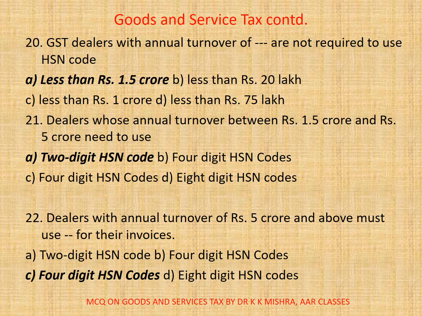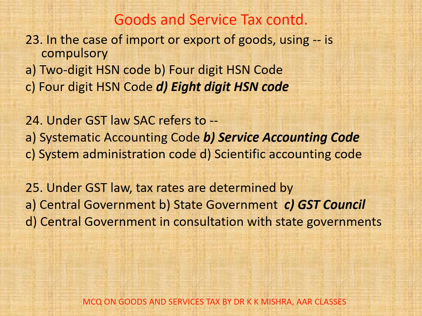22. Dealers with annual turnover of rupees 5 crore and above must use for their invoices: A. 2-digit HSN code, B. 4-digit HSN codes, C. 4-digit HSN codes, D. 8-digit HSN codes. So here both B and C options are correct, 4-digit HSN codes.